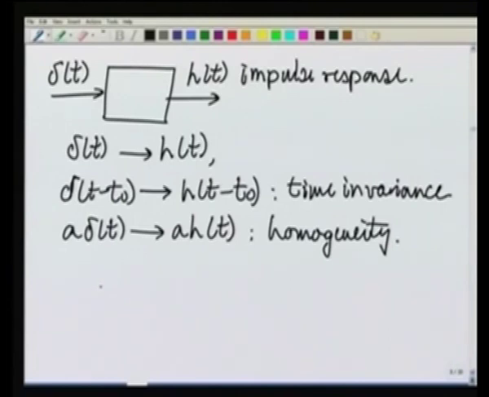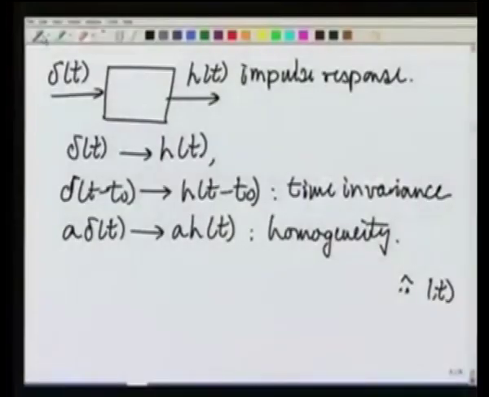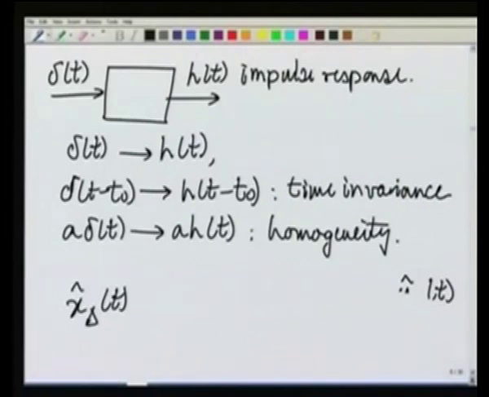If we go back to the staircase representation that led to the exact representation, then if you recall, we started with x delta of t, x hat delta of t. Let us say that we apply x hat delta of t to the system instead of x(t).